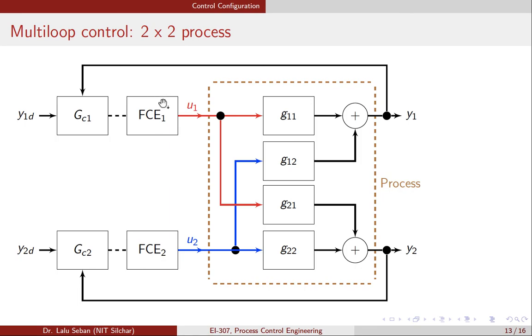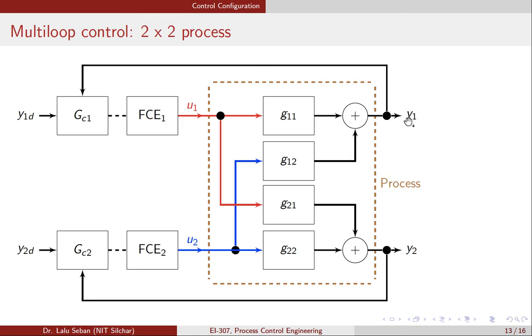Now, as I have told, in multi-loop control, we will have a dedicated controller for u1 and a dedicated controller for u2. So here I have shown a diagonal pairing. Here it can be the other way also, no problem. This is a diagonal pairing. Why is it diagonal pairing? Because u1 is controlling y1.